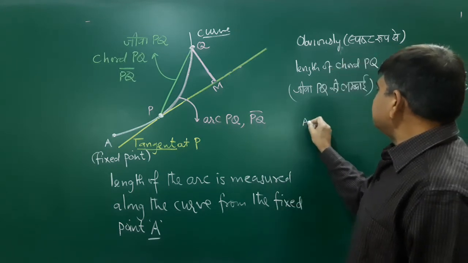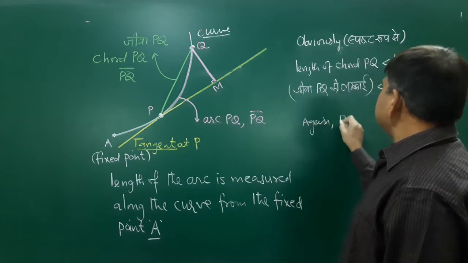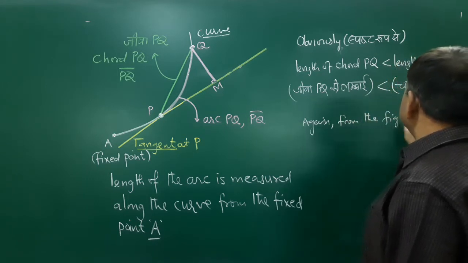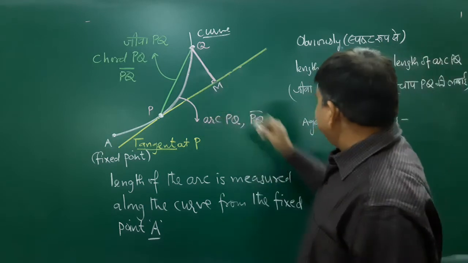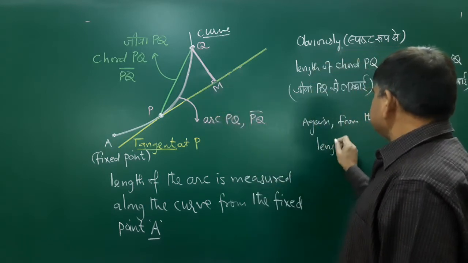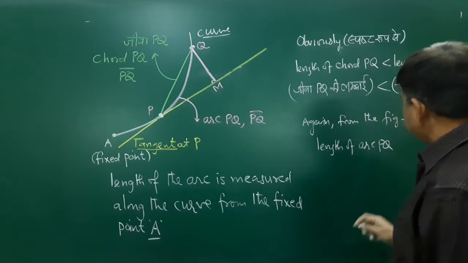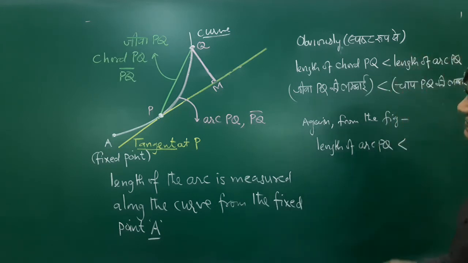Again, from the figure, length of arc PQ is less than PM plus MQ.